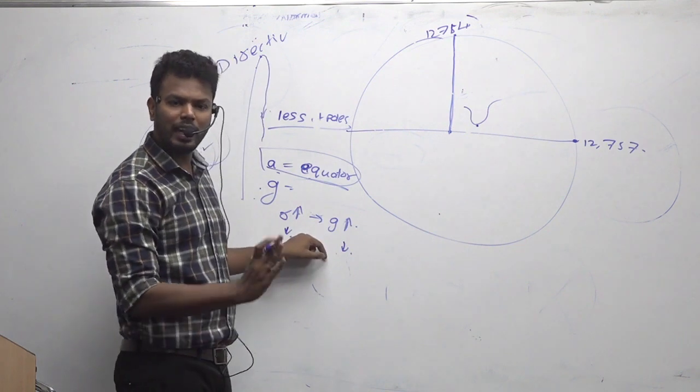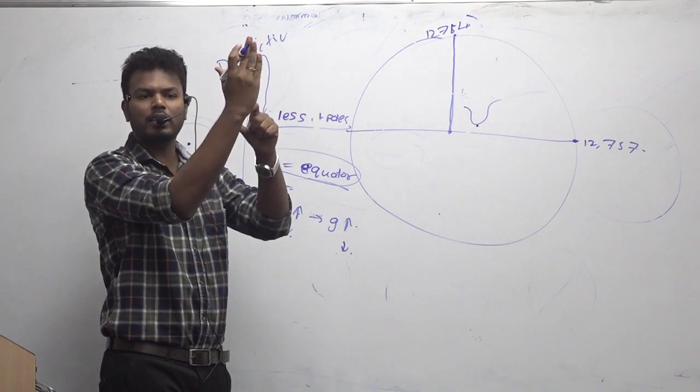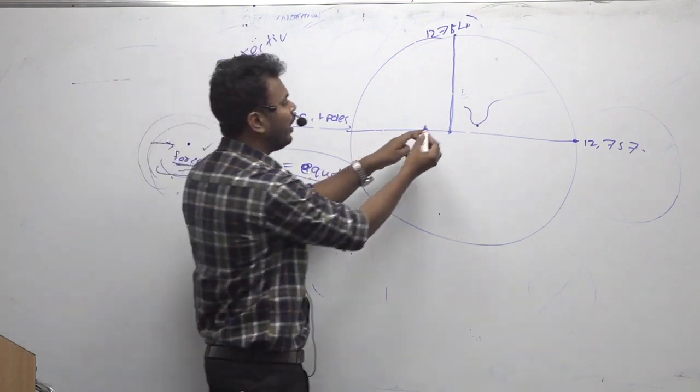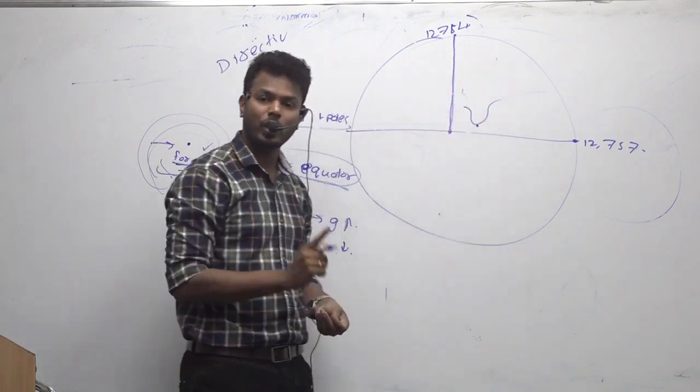So when the satellite or the rocket is going, the acceleration due to gravity on the satellite will be less. That is why they are choosing not near the equator, they will be choosing above the equator. You may get it out.